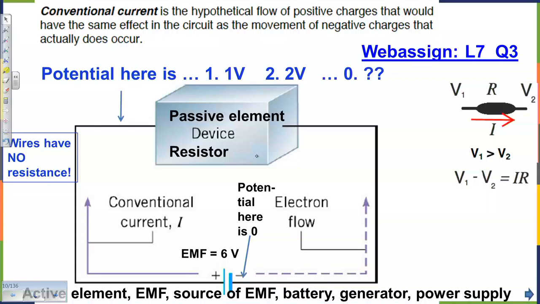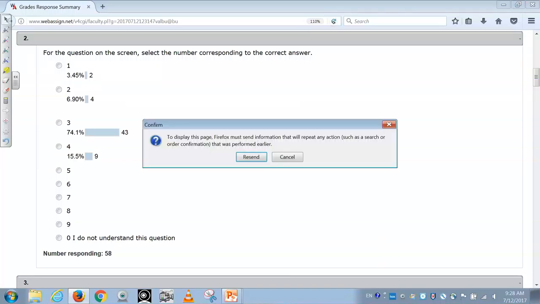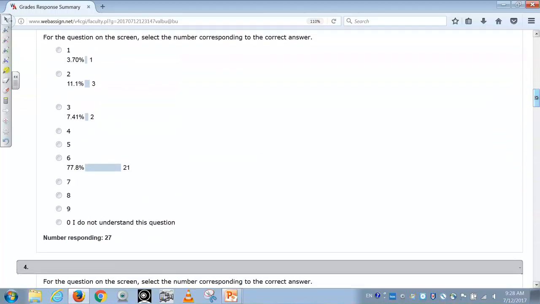So you see, your brain is a powerful pattern recognition device. So if you think the answer is 1, you choose 1. The answer is 2 volts, you choose 2. The answer is 3 volts, you choose 3, right? Et cetera, et cetera. And what did you say? That should be question 3. So I have to move one question down, which is 6.